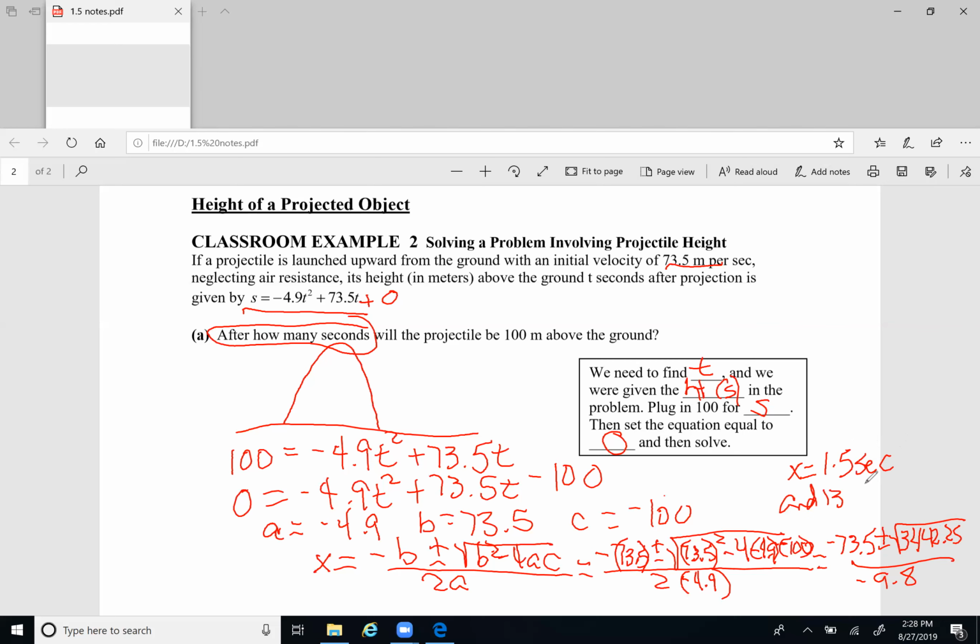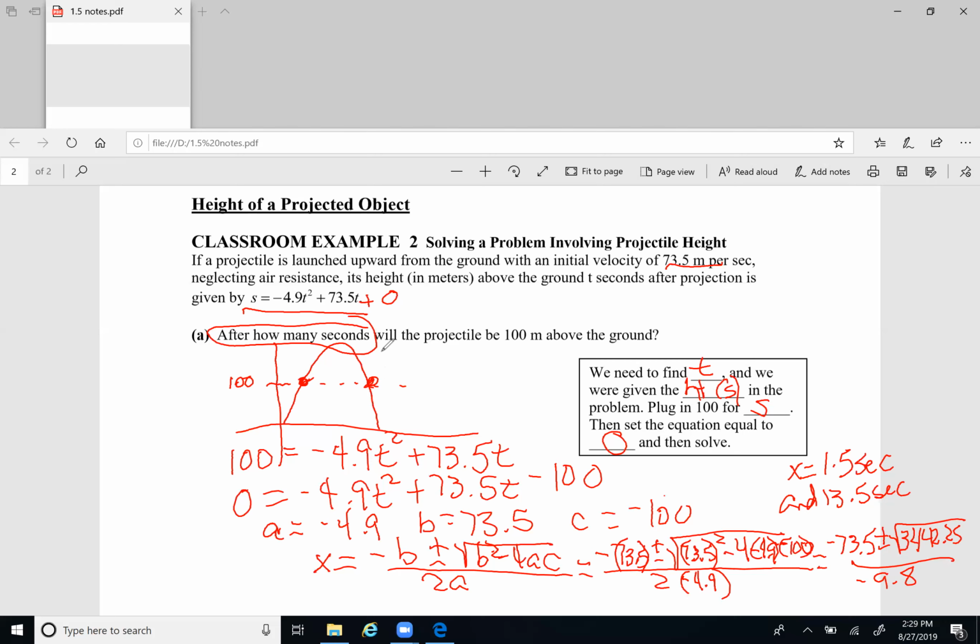and 13.5 seconds. Now, you may be wondering, how is it possible that I get two different answers? Well, think about this for a minute. If you looked at this from the perspective of a coordinate plane, let's say right there is 100 meters above the ground. Do you see that there are two different times when it's going to be exactly 100 meters above the ground? So that's why you end up with two possible solutions for x.